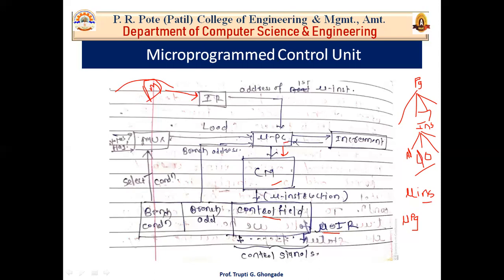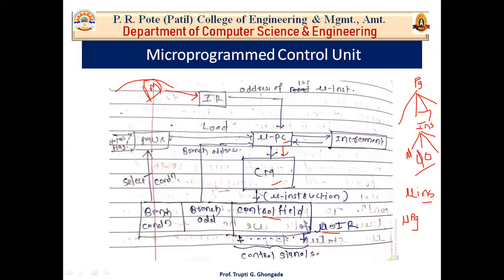So micro instructions. Practically, from the IR we will get an opcode, that means the address of the first micro instruction. Give it to the micro program counter, then go to the control memory, from where we fetch the micro instruction. Now micro instructions have a control field. It will release control signals simultaneously, and the micro PC will get incremented.